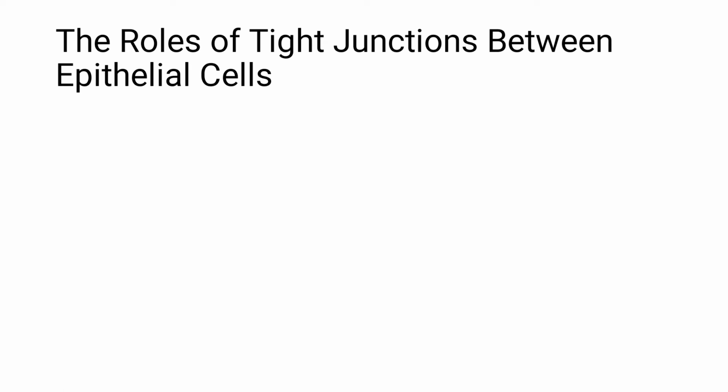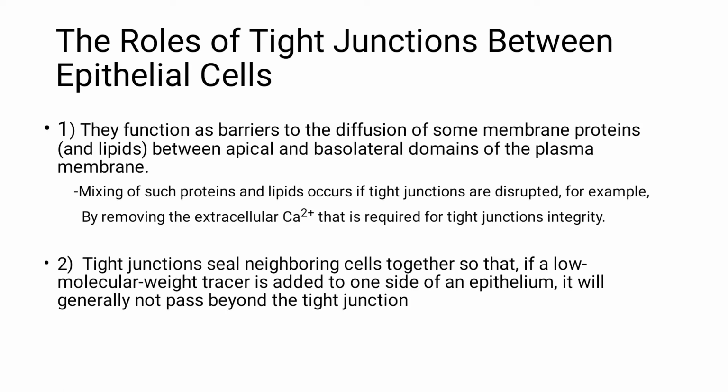So, the roles of tight junctions between epithelial cells. The tight junctions between epithelial cells are thought to have both of these roles. First, they function as barriers to the diffusion of some membrane proteins and lipids between apical and basolateral domains of the plasma membrane. Mixing of such proteins and lipids occurs if tight junctions are disrupted, for example, by removing the extracellular calcium ions that are required for tight junctions.